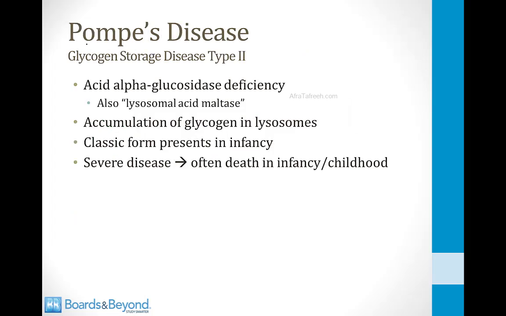I'll finish this module with one slide on Pompe's disease. Pompe's disease is both a lysosomal storage disease and a glycogen storage disease. I talk about this in more detail in the module on glycogen. For our purposes here, I will just remind you that it results from a deficiency of acid alpha glucosidase, which is also called lysosomal acid maltase. As a result, glycogen accumulates in lysosomes. That's why it's called a glycogen storage disease.